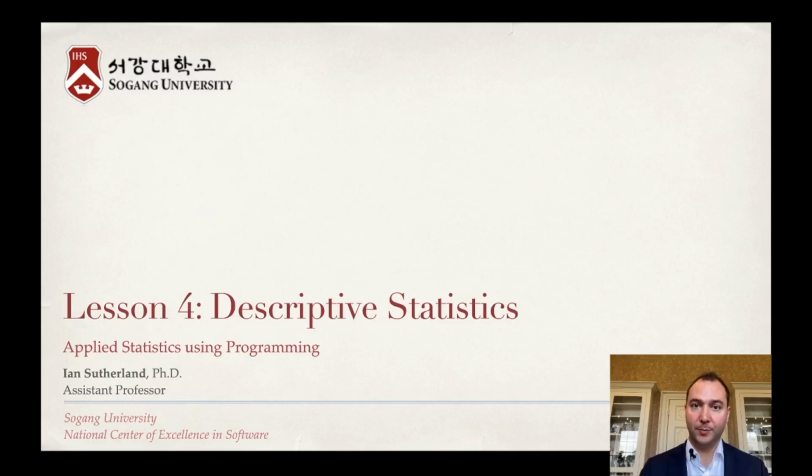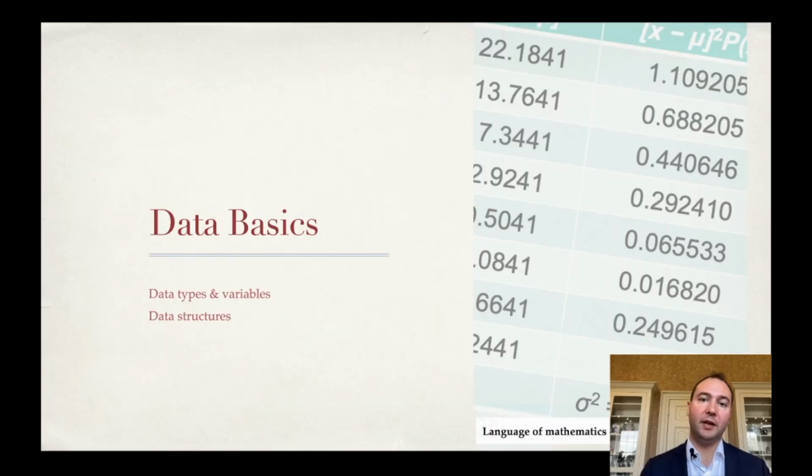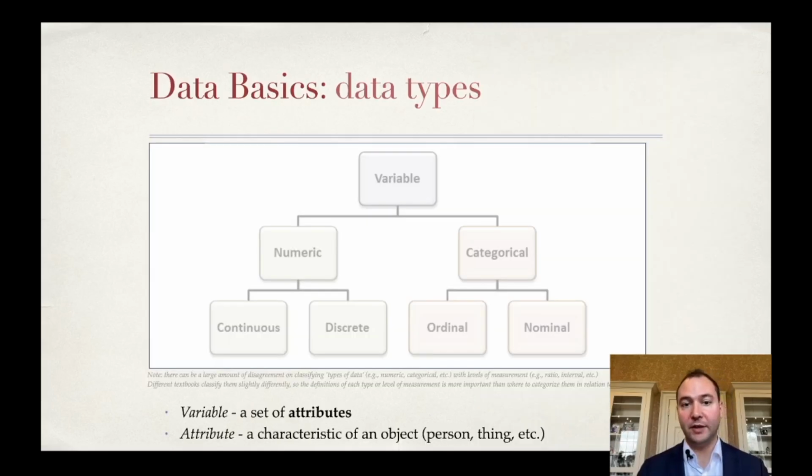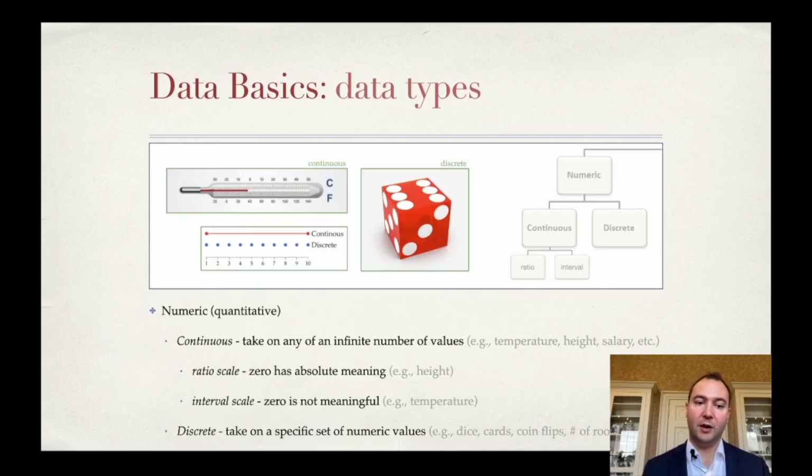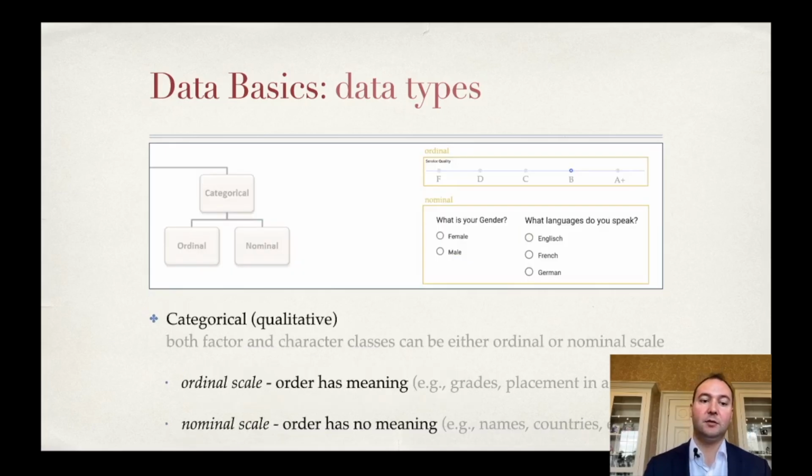Before we talk about descriptive statistics, let's do a little bit of a review about the basics of data. So in the previous video, we talked about different types of data. A variable, which is a set of attributes. An attribute is a characteristic of an object or a person or a thing. In the previous video, we talked about the ratio scale, interval scale. We also talked about the ordinal scale and the nominal scale. For more information about these data types, please review the previous video in this lecture series.